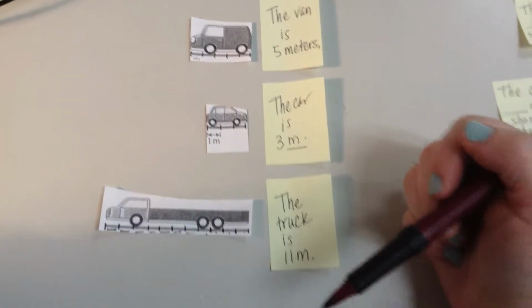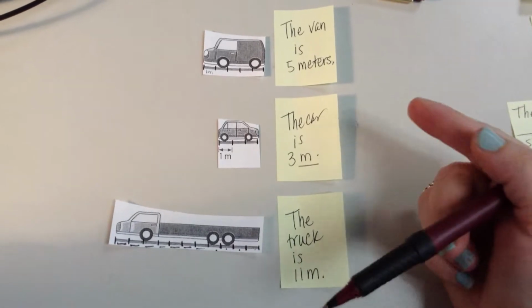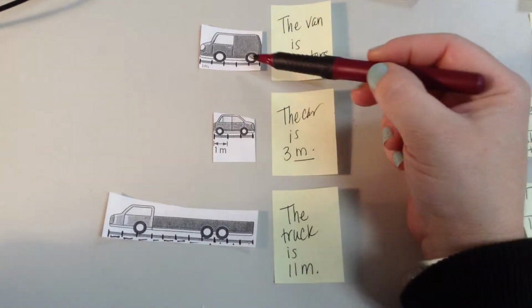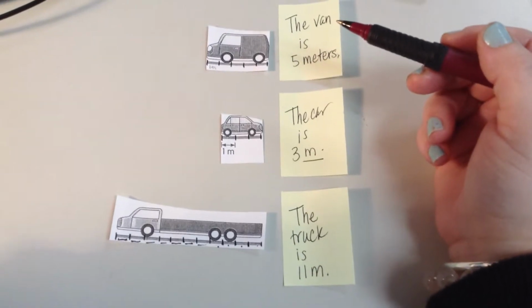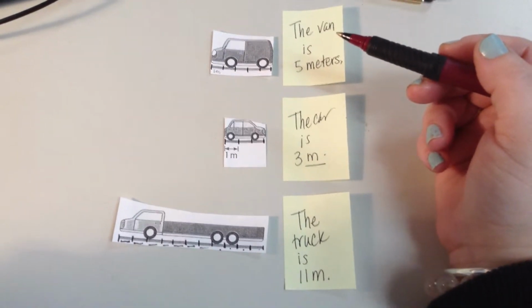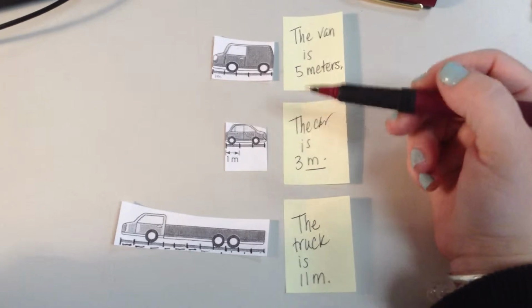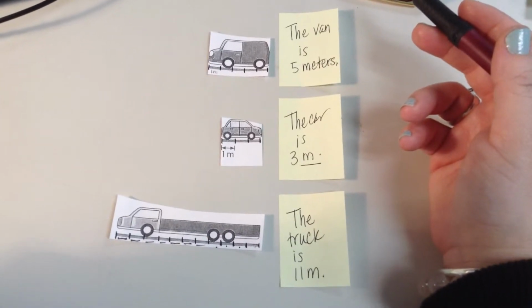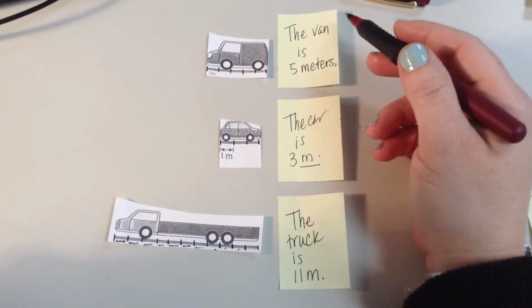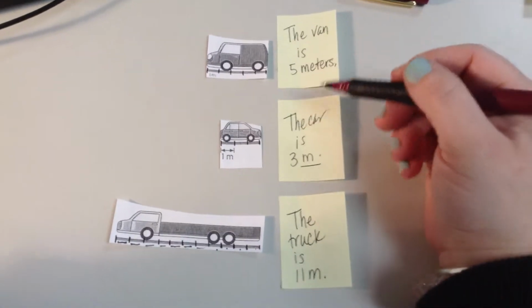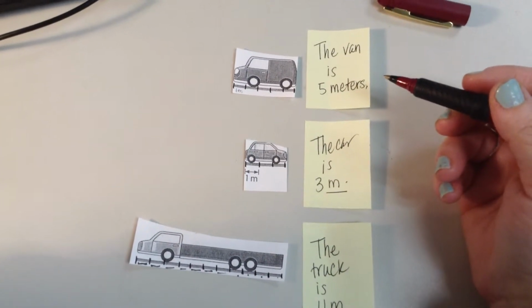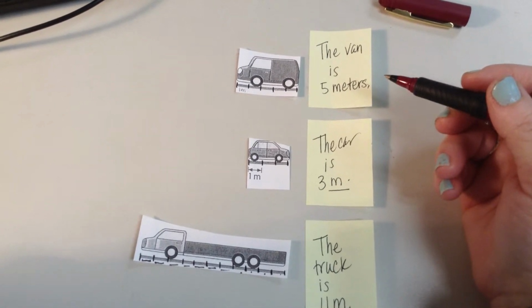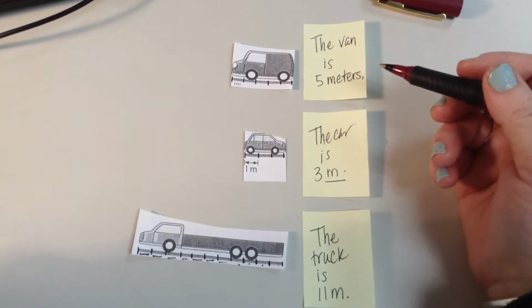Now, how much longer is the van than the car? What is that question asking you? What do you know about that question? Are they asking us to compare? Yes, they are. And when we compare, what do we know? We know that they're different. You're trying to find a difference, and when we find a difference, we know that we're going to have to subtract.